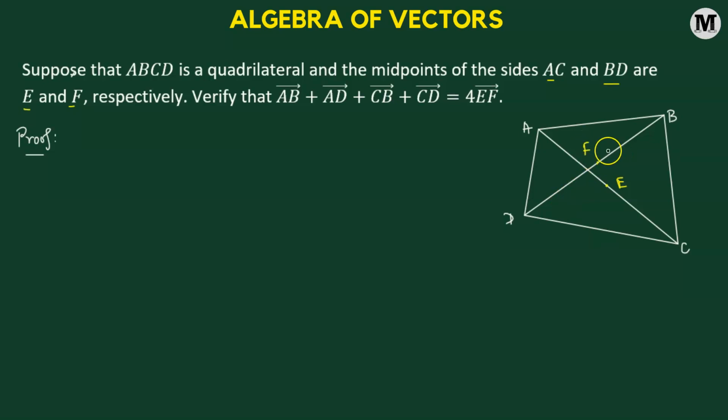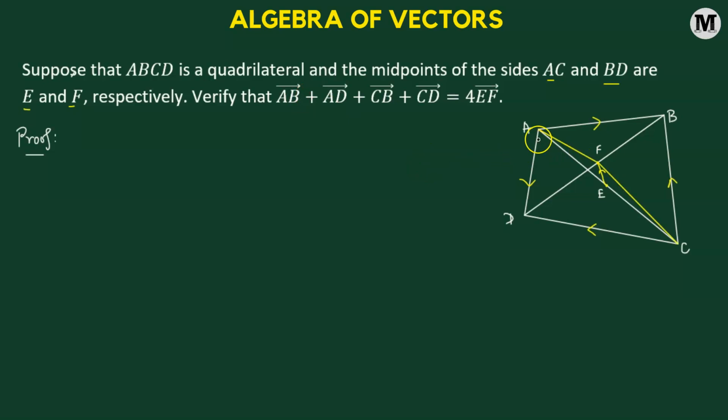Now, our goal will be to show that AB vector added to AD vector plus CB vector added to CD vector, the sum of these four vectors, equals 4 times the vector EF. This is the vector EF. Fine. So here we'll do a construction. We will join point A and point F and also C and F.